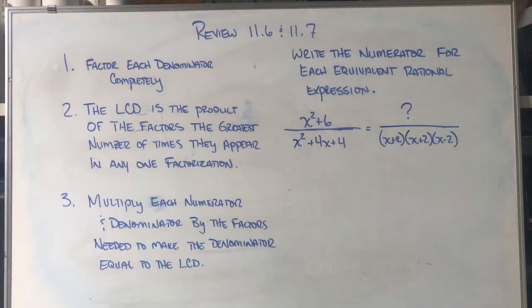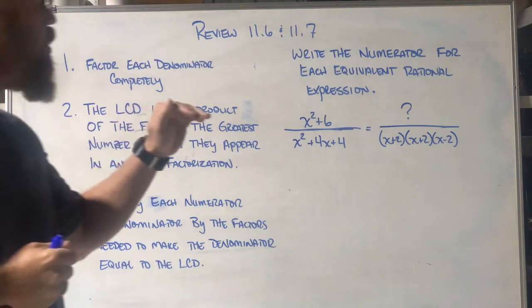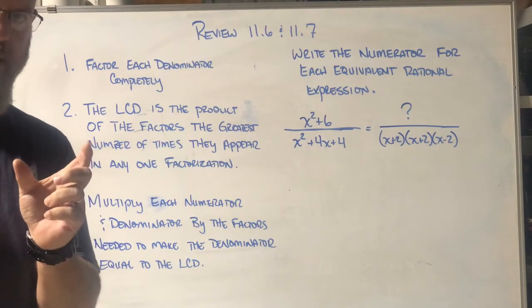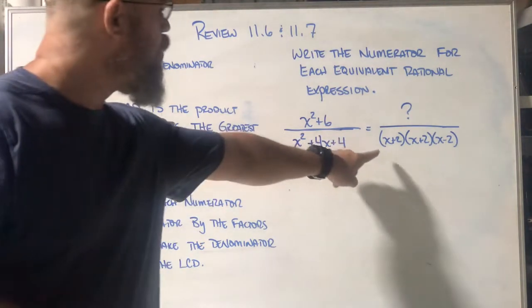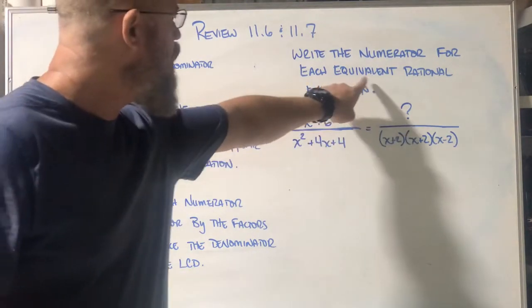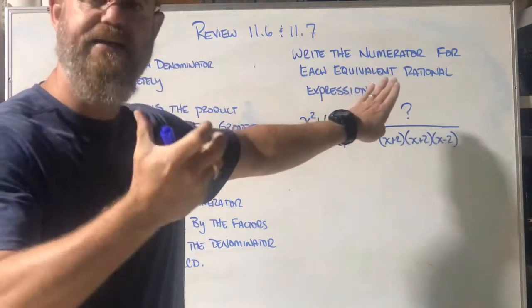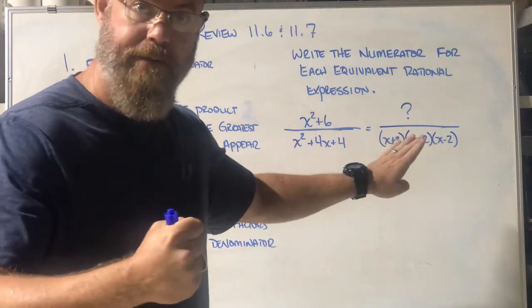Okay, so this is video number 3. Now that we know how to find the least common denominator, we need to know how to use that information to form an equivalent rational expression or an equivalent fraction.